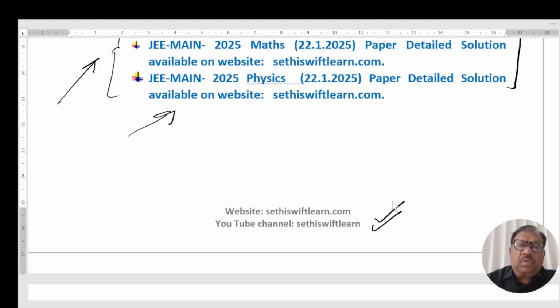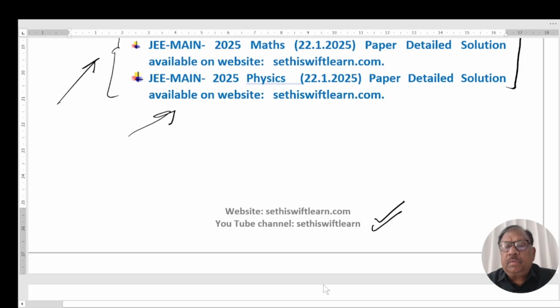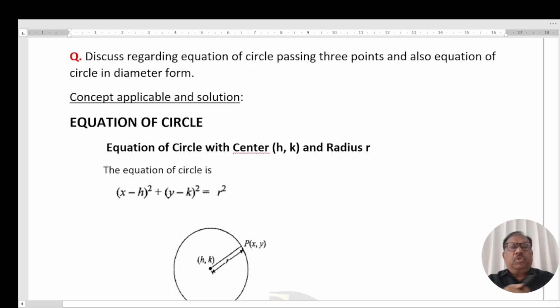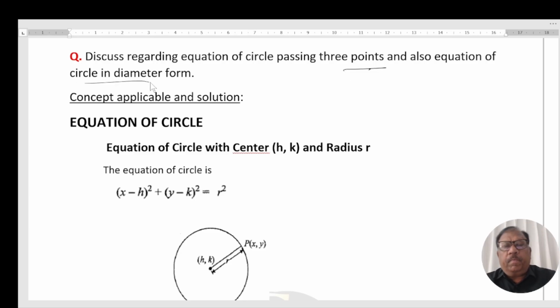Now let's start with the question and concepts. Question: discuss regarding equation of circle through 3 points and also equation of circle in diameter form.